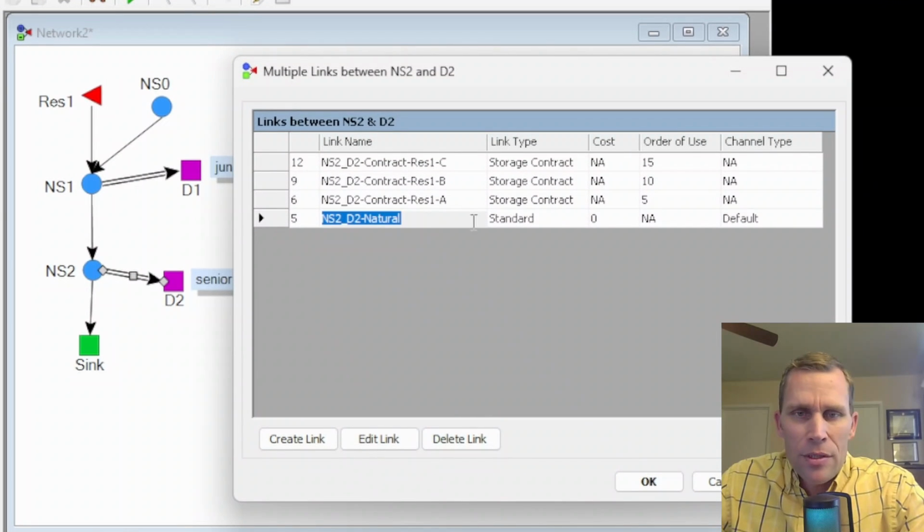First, the natural link, which is standard type, and then links A, B, and C right here are the storage contract type, and then the order of use is also in that order. So let's go ahead and take a look at A.